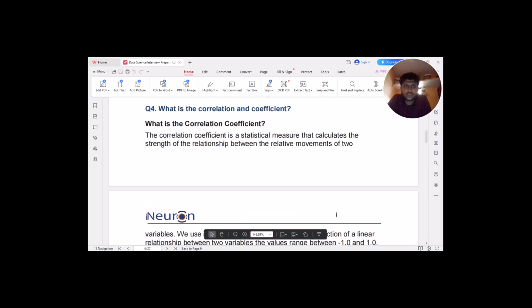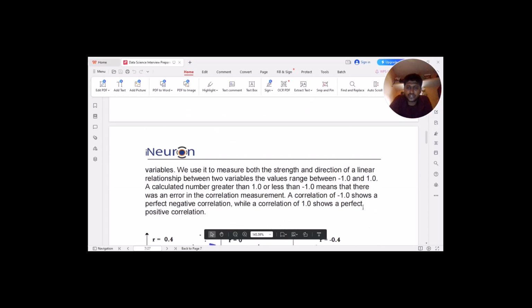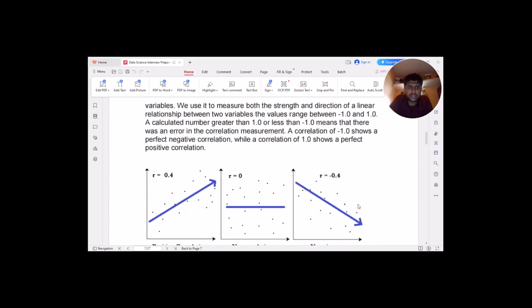So the correlation coefficient is a statistical measure that calculates the strength of the relationship between the relative movements of two variables. We use it to measure both the strength and direction of a linear relationship between the two variables, and that value should range between -1.0 and +1.0. A calculated number greater than 1.0 or less than -1.0 means there was an error in the correlation measurement.